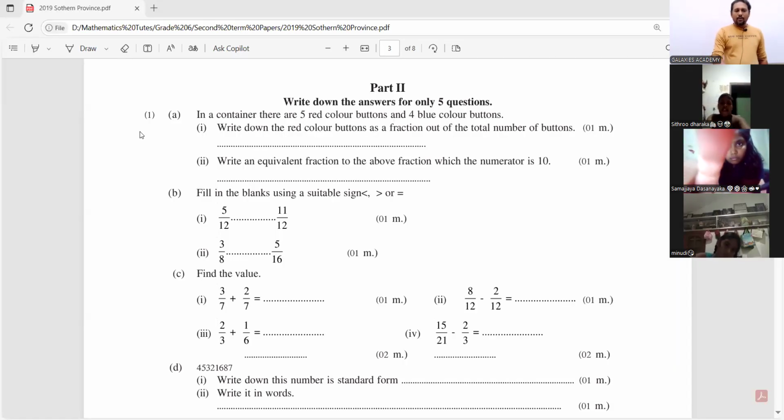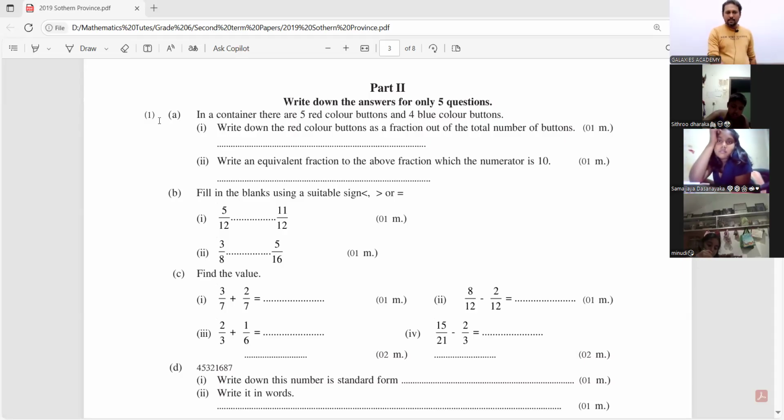Right now, we are going to discuss the second part answers of the 2019 Southern Province paper. Let's go to the first question. The first one has subparts also. Simple A, look at it. In a container, there are 5 red color buttons and 4 blue color buttons.